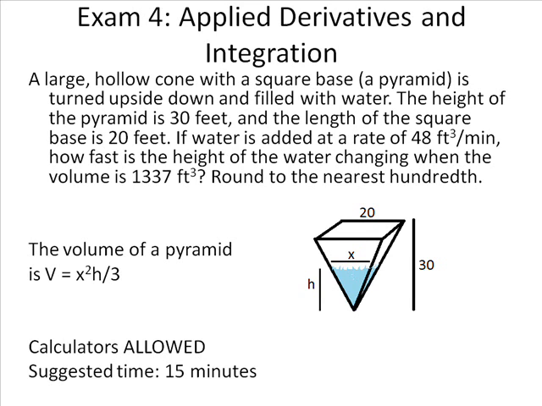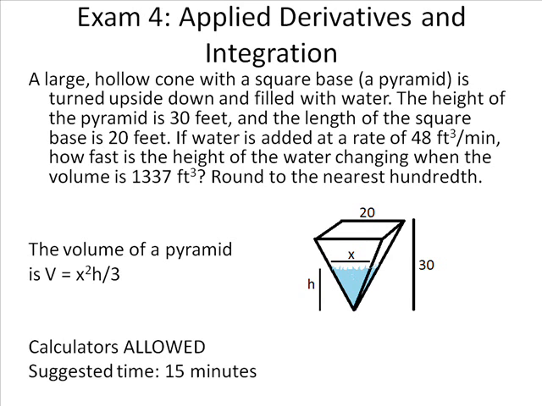So here's the following setup. We have a large hollow cone with a square base, aka a pyramid. We turn it upside down and we fill it with water. The total dimensions of the pyramid are that it's 30 feet tall, and the length of the square base is 20 feet, as seen in the little picture that I redrew for you guys.